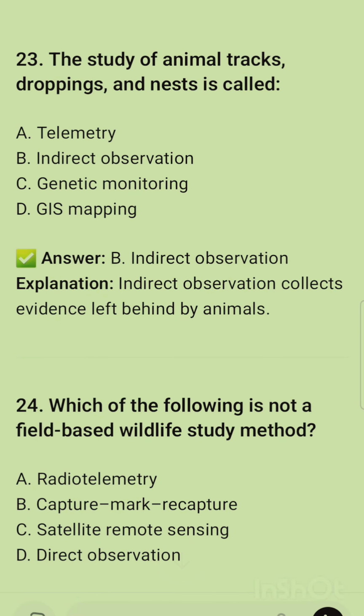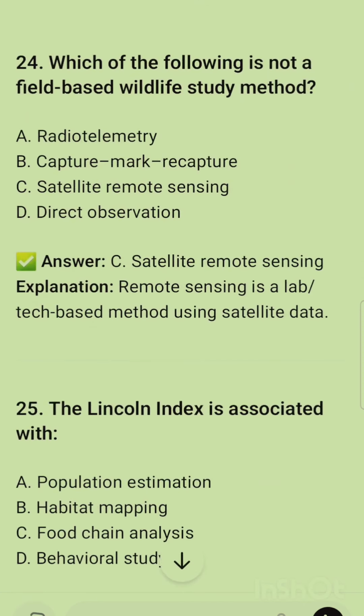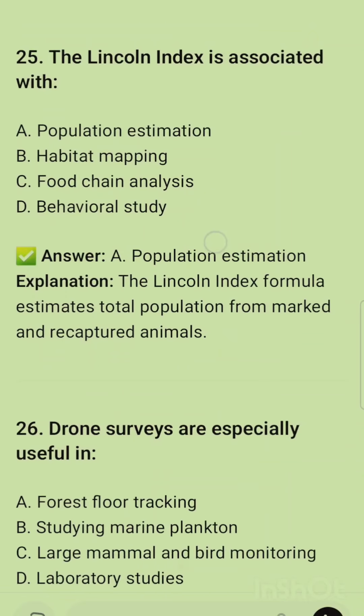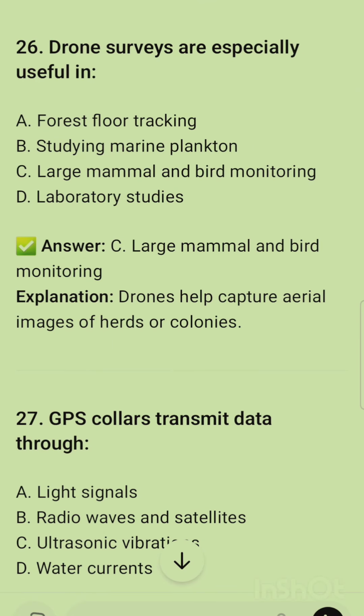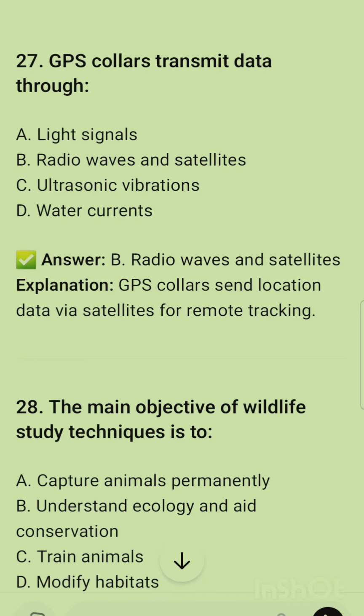The study of animal tracks, droppings, and nests is called, and it is called indirect observation. Which of the following is not a field-based wildlife study method, and it is satellite remote sensing. The Lincoln index is associated with, and it is associated with population estimation. Drone surveys are especially useful in large mammal and bird monitoring, as drones help capture aerial images of herds or colonies. GPS collars transmit data through, and it transmits data through radio waves and satellites.